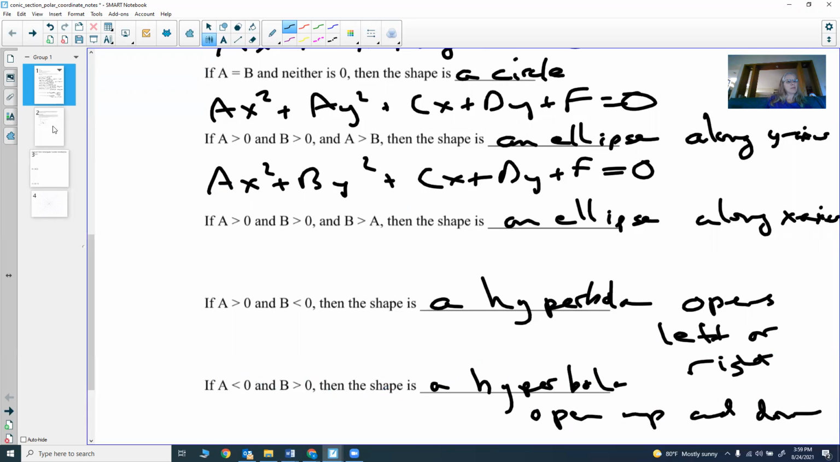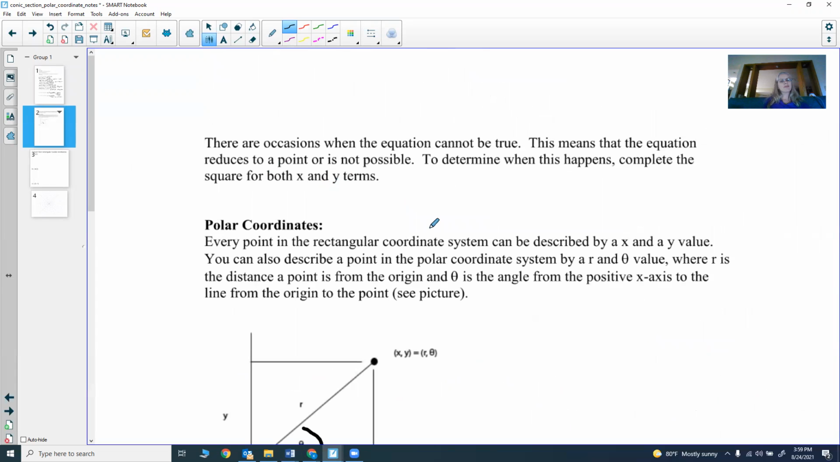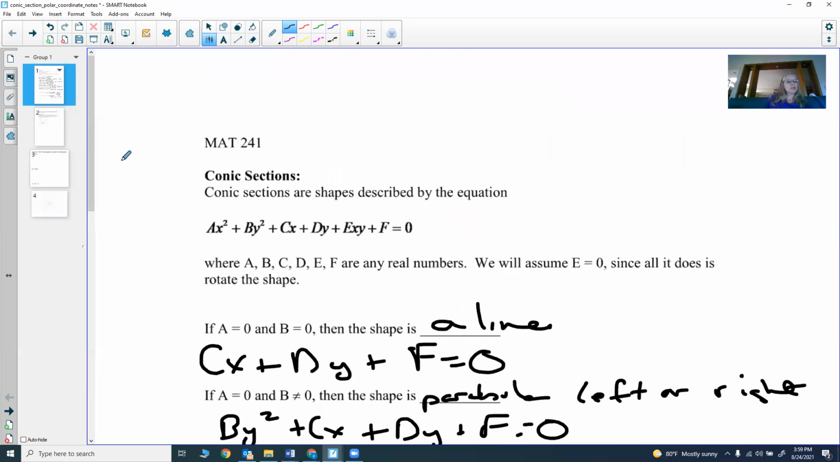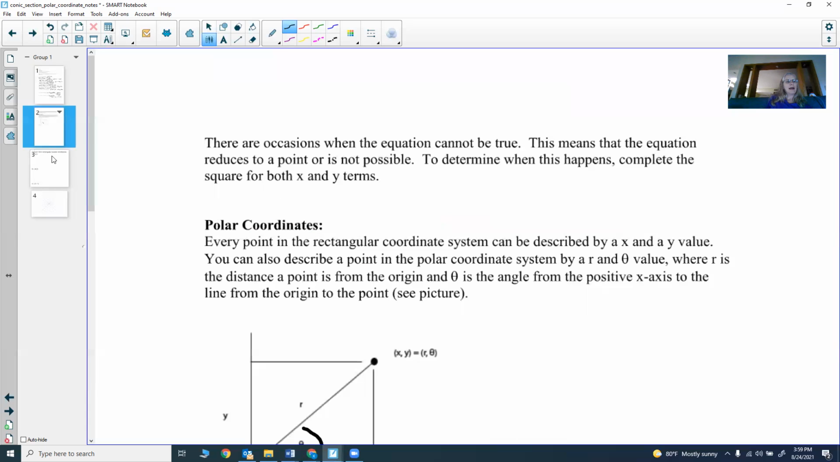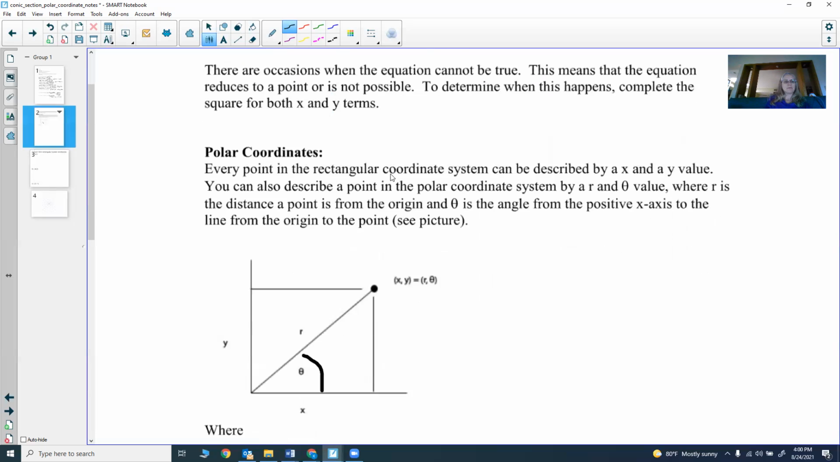All right, the next thing I want to mention is that sometimes there are occasions where the equation just can't be true. If you were to take your equation and try to complete the square with the x squared and x terms and the y squared and y terms, you'd find you've got something squared plus something squared equals a negative number or equals 0, because the terms don't add with the F correctly. If that happens, then you either have an equation that goes to a point, if it equals 0, or an equation that's not possible. That does happen on occasion.